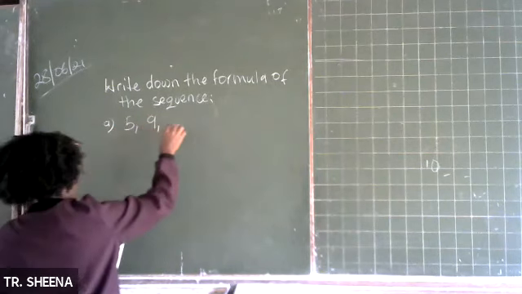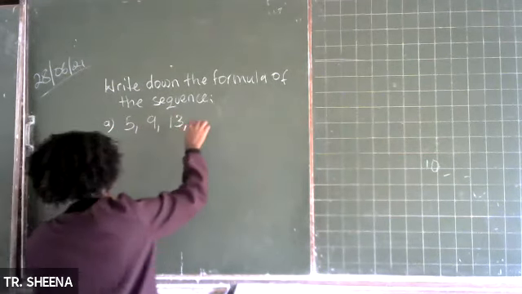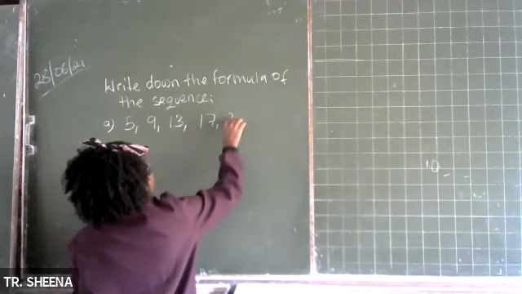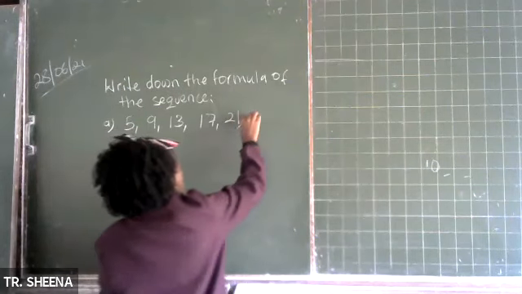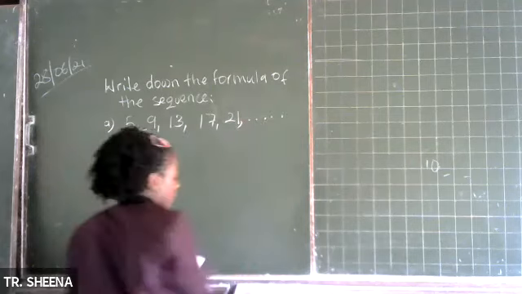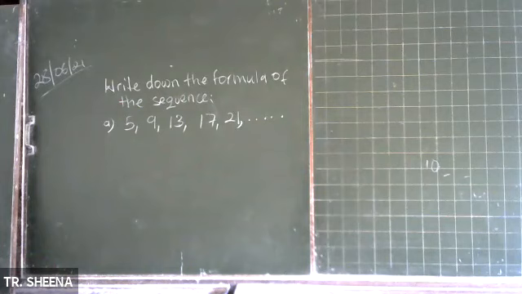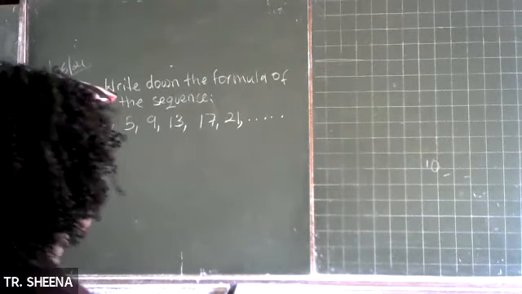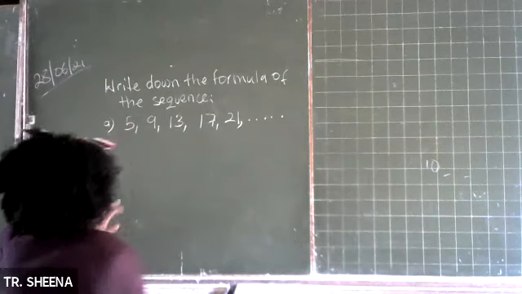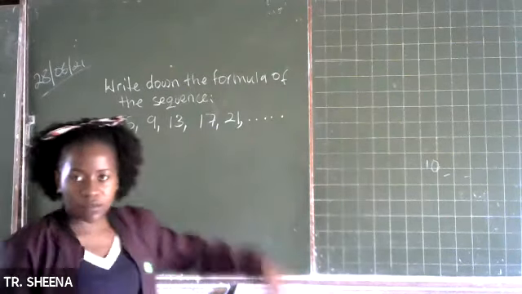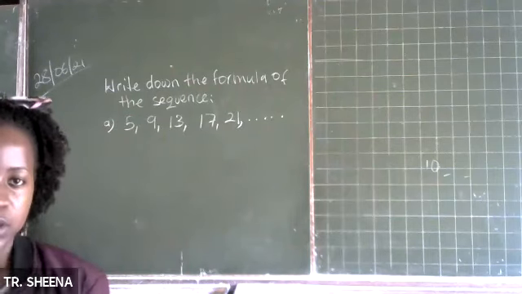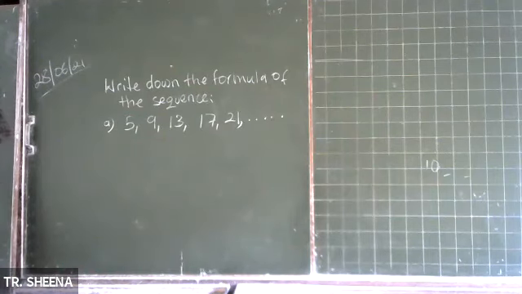So our first sequence here is 5, 9, 13, 17, 21. They don't want you to really find the next number. They want you to find the formula this person was using to generate this sequence. Your first term is 5, your second is 9, followed by 13. So this takes some bit of time. I'll give you some time to think about it, and then you give me the answer.